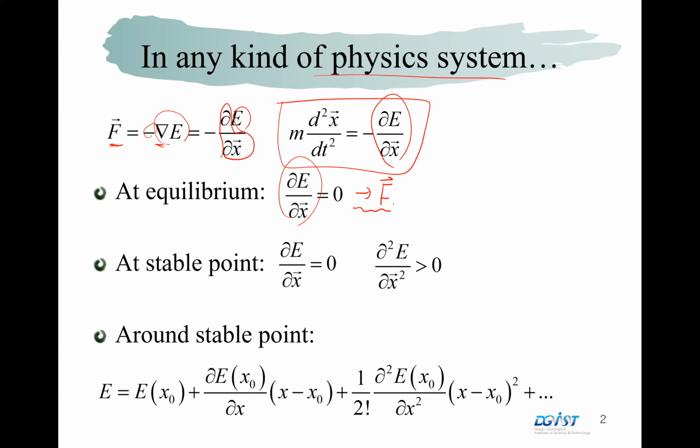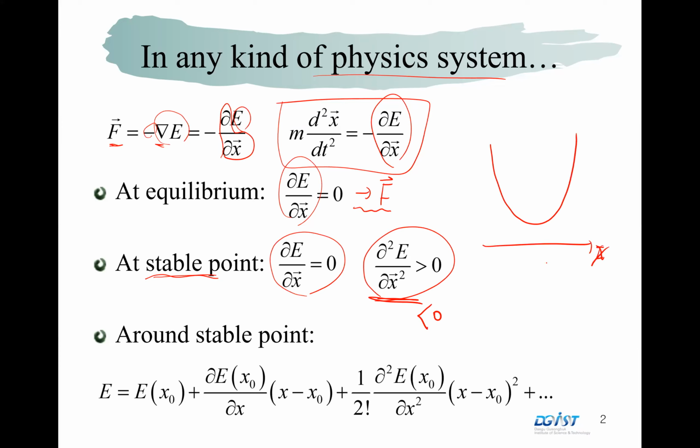So in other words, at a stable point there are two requirements. The first one is that the force must be zero. And also the second derivative of the energy must be positive, which means it's stable. If it is negative, and we draw the energy as a function of position, this point also gives a zero derivative, but it is what we call an unstable point.